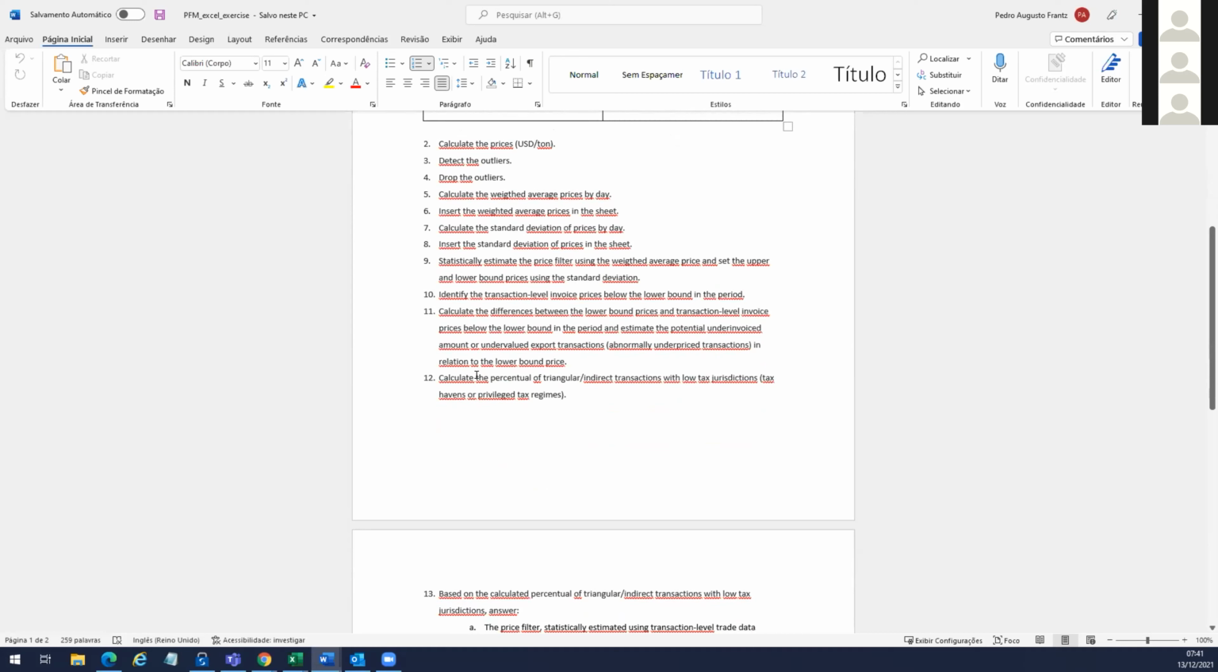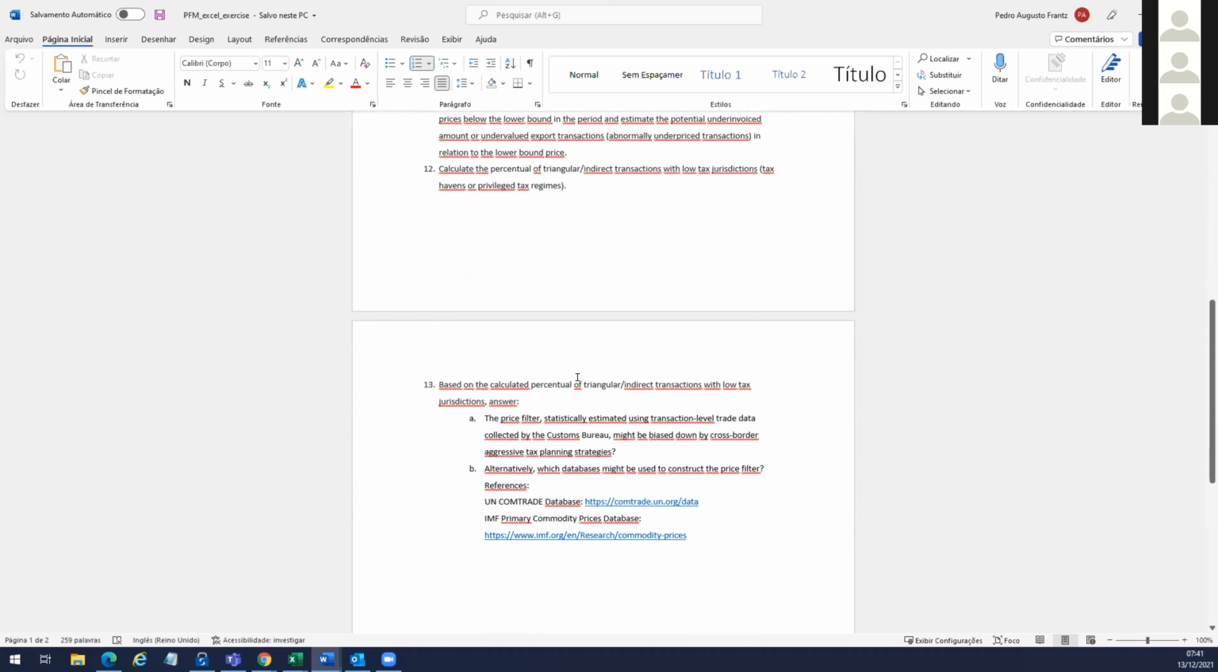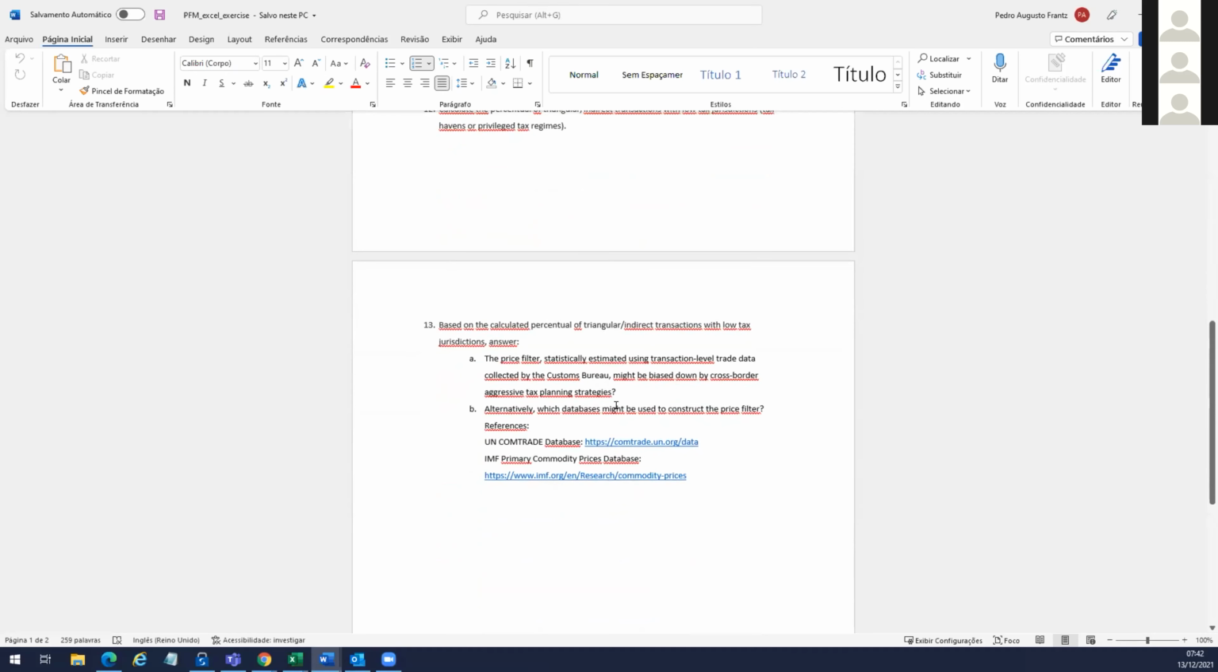Twelve, calculate the percentage of triangular indirect transactions with low tax jurisdiction, tax havens, or privileged tax regimes. And thirteen, based on the calculated percentage of triangular indirect transactions with low tax jurisdiction, answer: the price filter statistically estimated using transaction level trade data collected by the Customs Bureau might be biased by cross-border aggressive tax planning strategies. Alternatively, which databases might be used to construct the price filter?